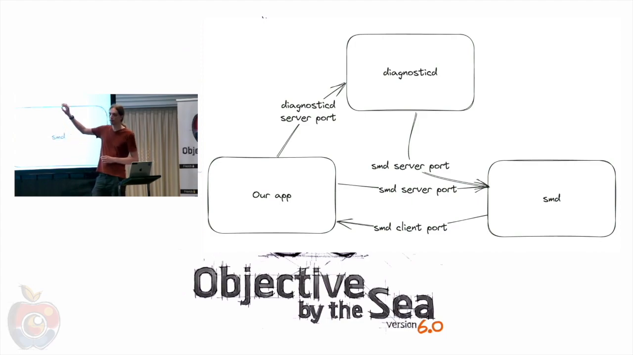But then, when I establish a connection to diagnosticd, instead of giving it my client port for the replies, I give it another send right to the SMD server port. And because I created all of these ports, I can just duplicate them as much as I want and pass them along. And what this means is that if I send a message to diagnosticd, diagnosticd receives it. But when diagnosticd starts streaming messages about the information, they will actually end up at SMD. And from SMD's point of view, there's just one connection. So it receives messages, but it thinks there's just one person on the other end, but there's actually two processes talking to it.